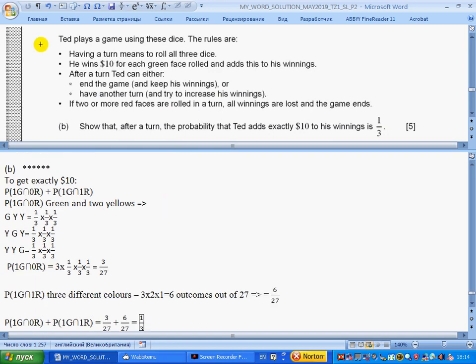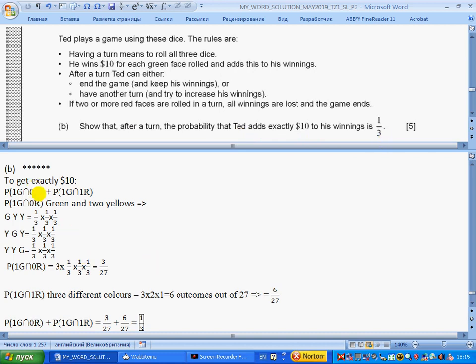Ted plays the game using these dice. The rules are: having a turn means to roll all 3 dice. He wins $10 for each green face rolled and adds this to his winning. After a turn, Ted can either end game and keep his winning or have another turn. If 2 or more red faces are rolled in a turn, all winnings are lost and the game ends. Show that after a turn the probability that Ted adds exactly $10 to his winning is 1/3.